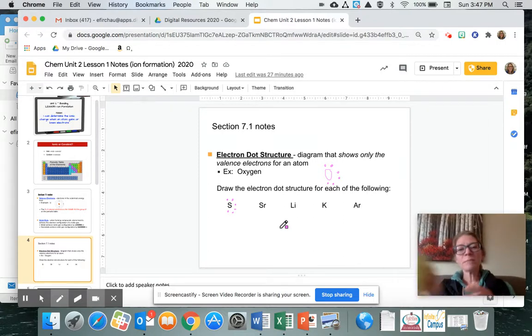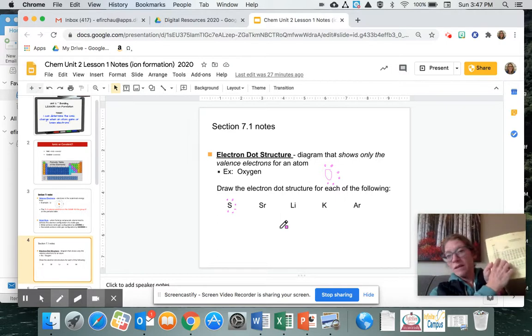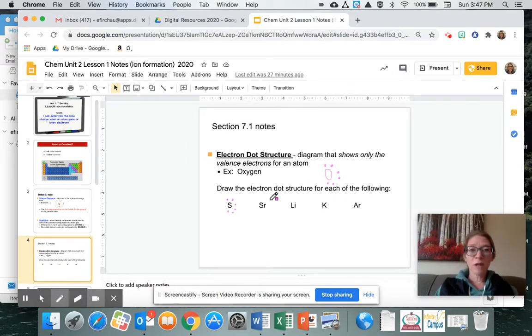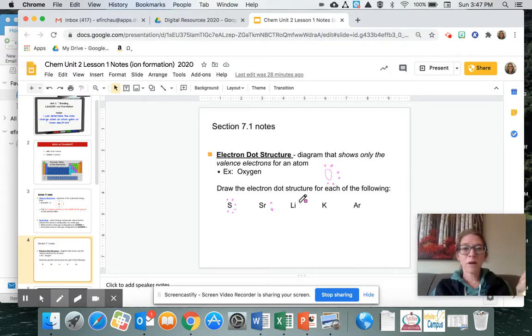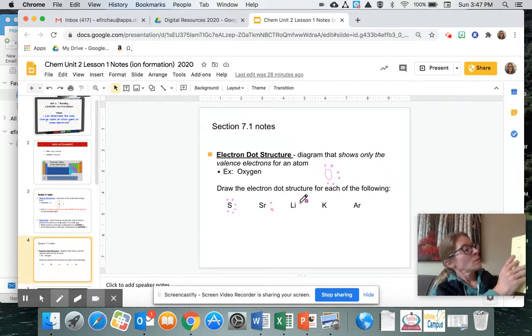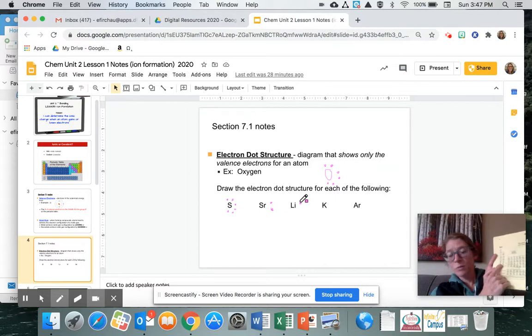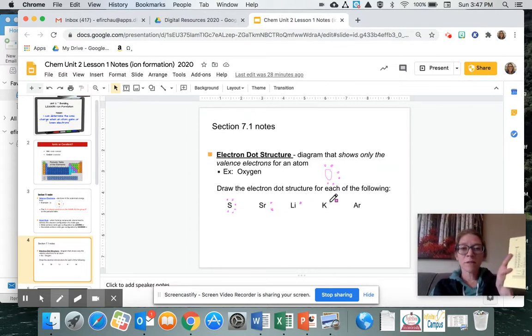So strontium is here in group 2. So strontium would have 2 valence electrons. Lithium is here in group 1 of the periodic table. So lithium would just have 1 valence electron. Potassium is also in group 1 of the periodic table. It's in the same group as lithium. So potassium would also have 1 valence electron.